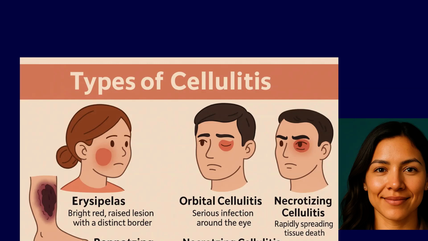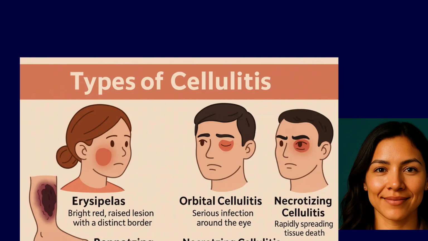It's most common on the face and lower extremities and is frequently seen in infants, older adults, and those who are immunocompromised. Orbital cellulitis. This type is a serious infection that affects the tissues around the eye. It usually starts from a bacterial infection in the sinuses that spreads. Because of its location, it's considered a medical emergency as it can quickly spread and cause vision loss.